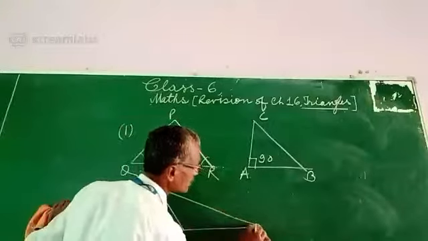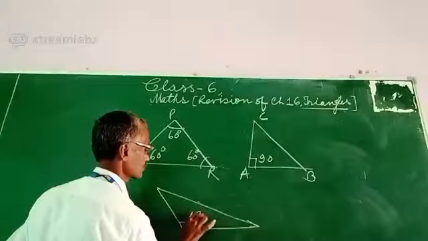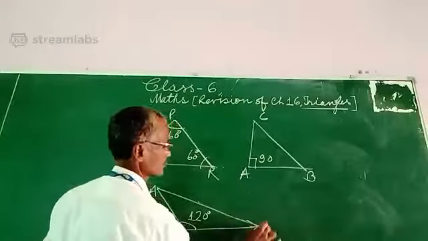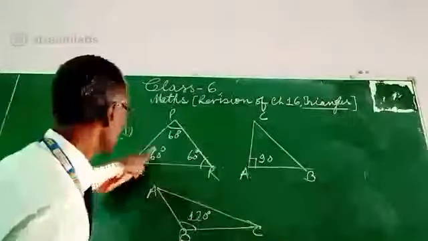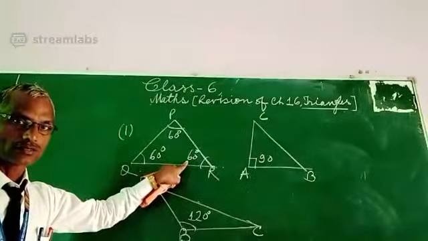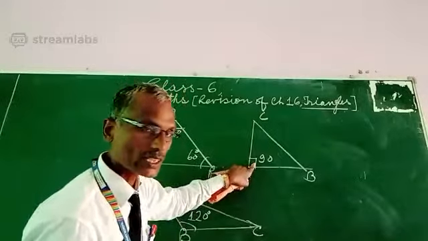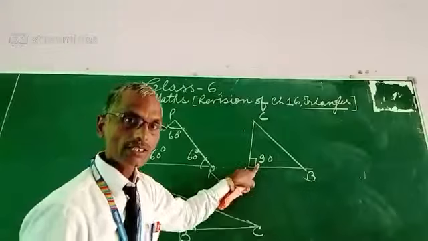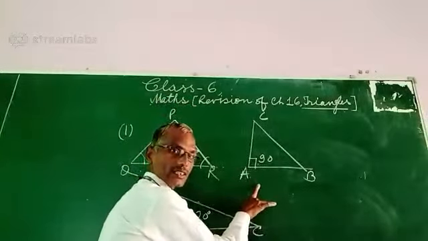Measure of one angle is more than... What is the name of this triangle? Here its angle is acute angle, so the triangle is an acute angled triangle. What is the name of the triangle whose measure of one angle is 90 degree? Its name is right angled triangle.